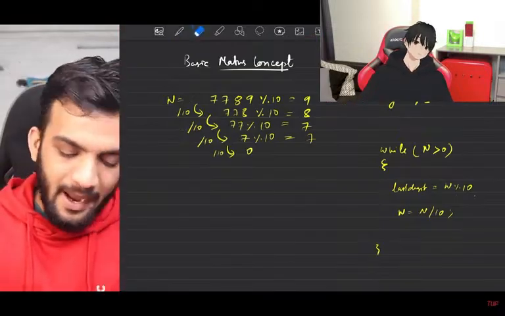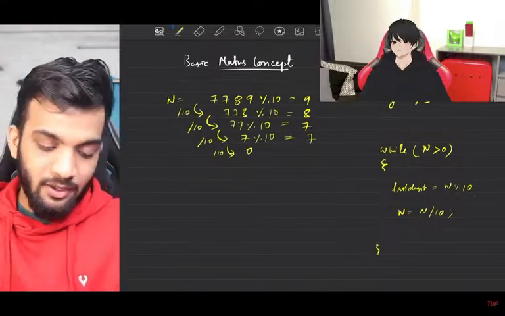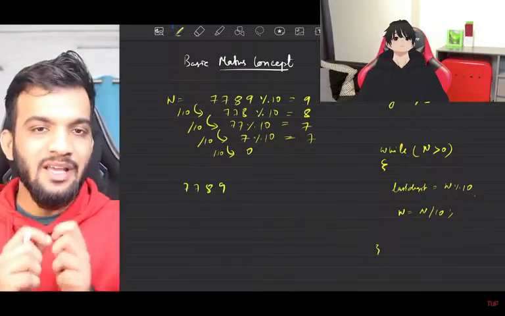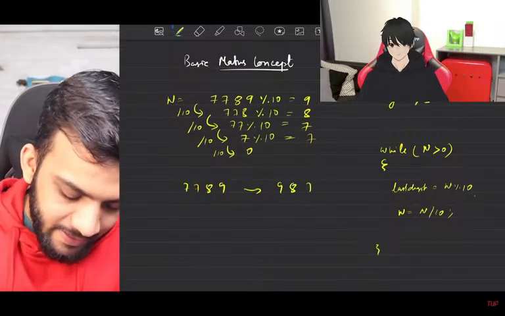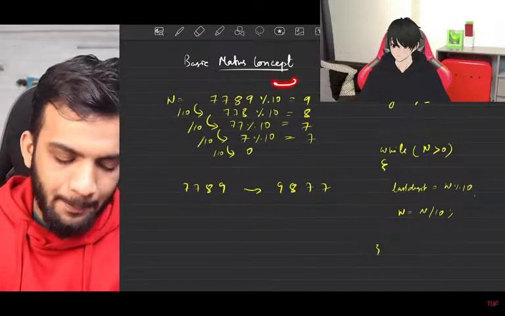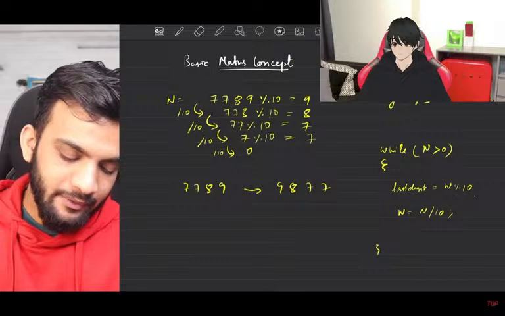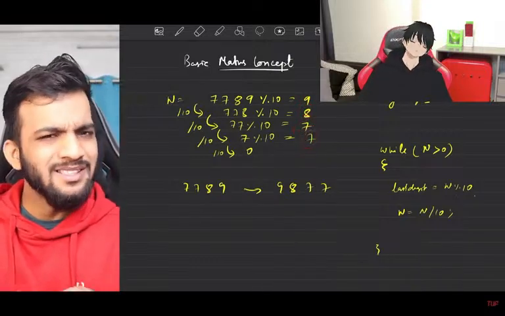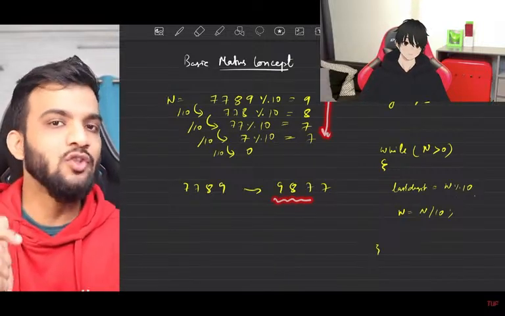So let's get back to our extraction of digits concept. According to the problem, if I'm giving you the number 7789, the reverse of this number will be 9877. Now we know that the extraction of digits happens in the reverse fashion, where we generate 9, then we generate 8, then we get 7, then we get 7. Somehow we need 9877.